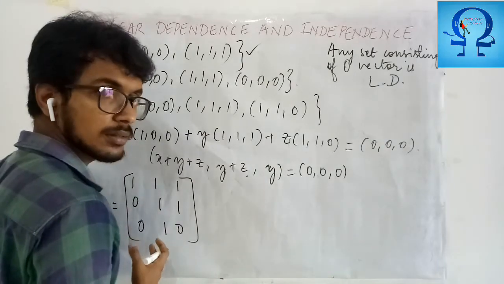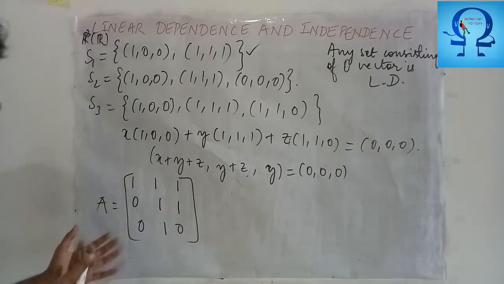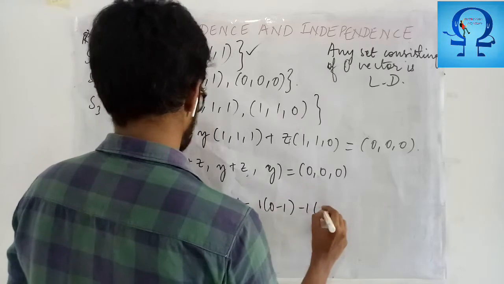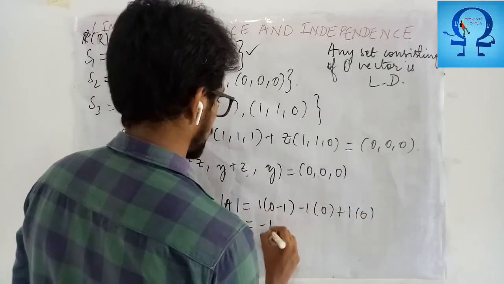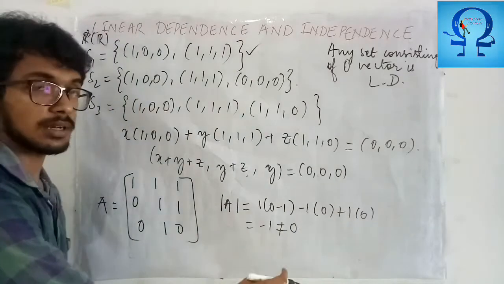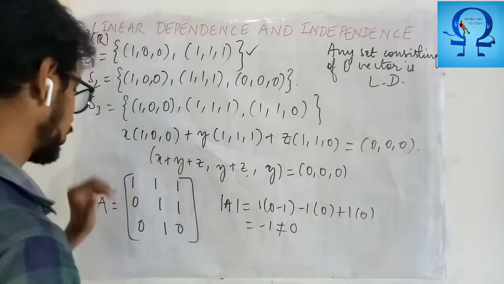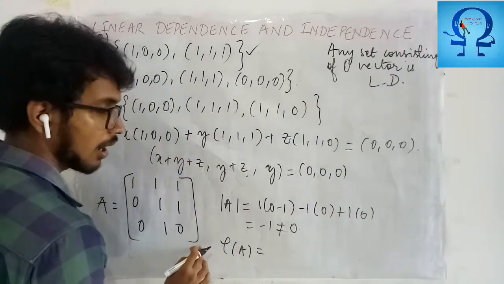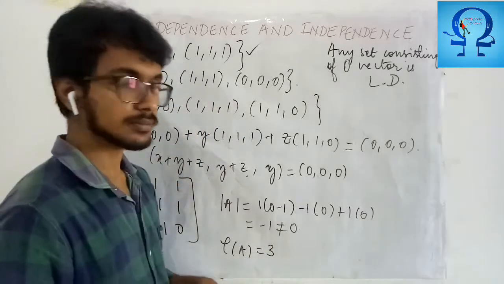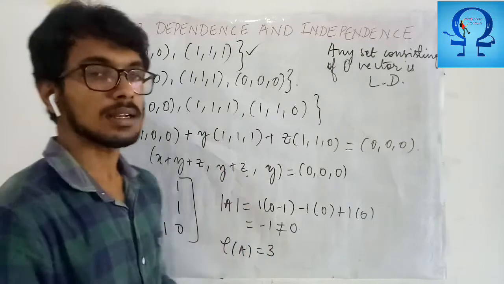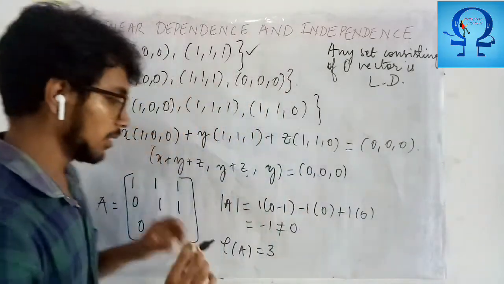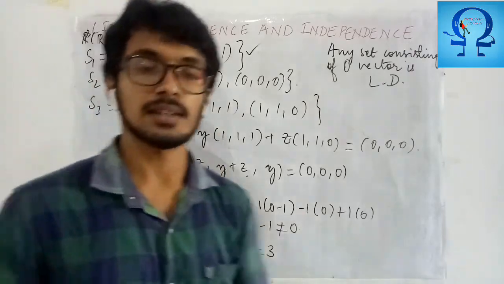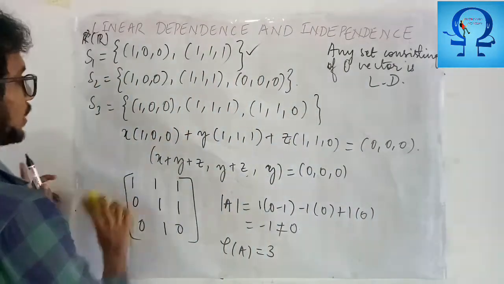What is the rank of this matrix? It is easy to find out the determinant for this matrix, right? So the determinant of A is going to be 1 times of 0 minus 1, and minus 1 times of 0 plus 1 times of 0. It is going to be minus 1, which is non-zero. You are getting your determinant to be non-zero. Therefore, your matrix A has the rank same as that of the order of the matrix, that is 3. So when your rank is 3, your vectors are linearly independent. Whenever you have the rank to be the same as the order of a matrix, then your given set of vectors are linearly independent, right?